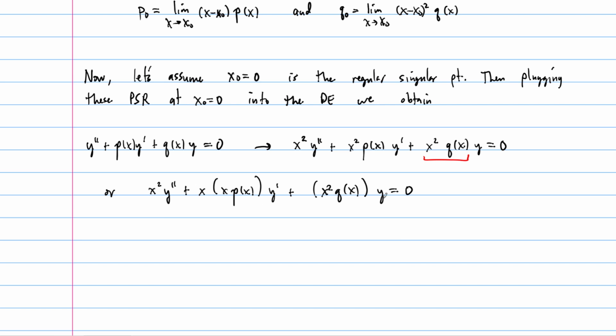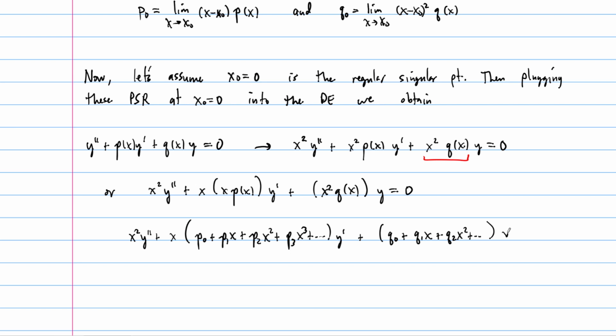And now if we plug in our power series, what we get is x squared y double prime plus x times, I'm going to plug in the expanded version, p naught plus p1 times x plus p2 x squared plus p3 x cubed, etc., all times y prime. Plus, over here we have q naught plus q1 x plus q2 x squared, etc., times y.